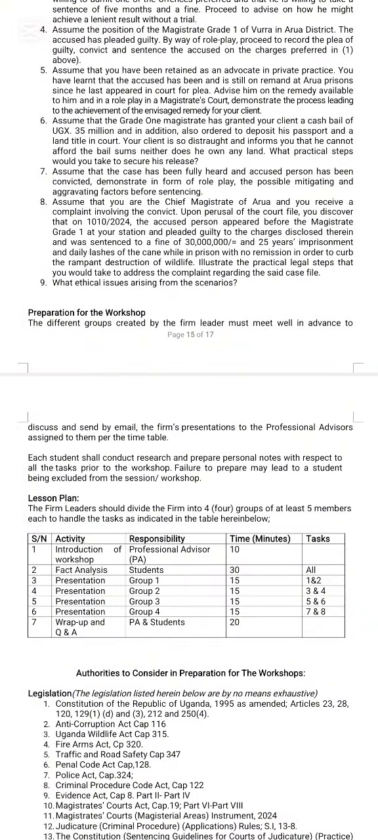Assume that you are the Chief Magistrate of Arua and you receive a complaint involving the convict. Upon perusal of the court file, you discover that on 10th, the accused person appeared before the Magistrate Grade 1 at your station and pleaded guilty to the charges, and was sentenced to a fine of 30 million and 25 years imprisonment and daily lashes of the cane while in prison, and remission, in order to curb the rampant social wildlife crime. These are the practical steps you will take to address the complainant regarding the said case file.